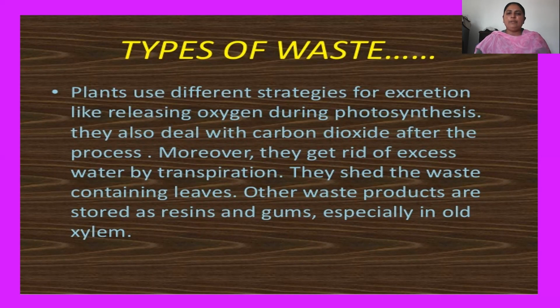And other kinds of waste products are stored in the older xylem tissues; they may be resins or gums. So sometimes when you do the tapping of the stems, you find that some black-colored or gummy substance comes out from the tapped stem, and it may be resins or gums.